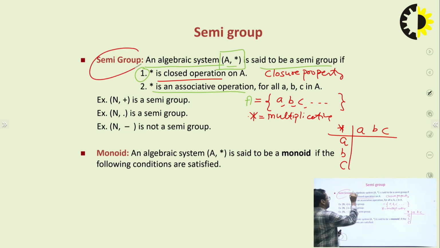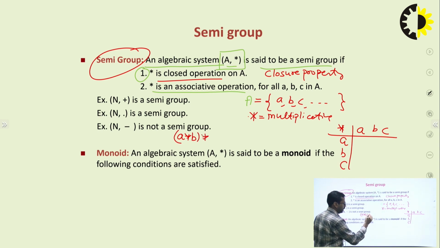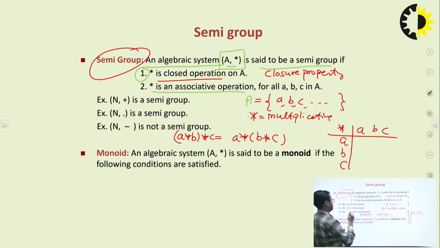The semigroup contains two properties of the algebraic system. The first one is the closure property and the second one is the associative property. Associative property means the order of the elements is not changed after applying the operations. That is the associative property. In the case of closure property, after applying multiple operations in the algebraic system, the output values also exist in the algebraic system, then it is called the closure property.